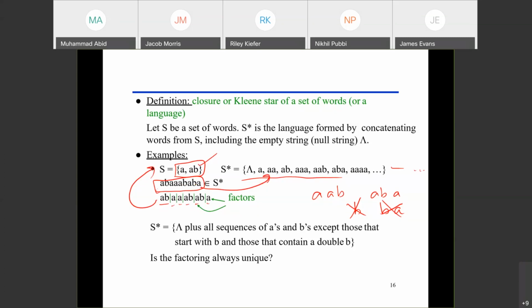So we are saying that if you want to define this in the English language, S star is equal to... like if I ask you, can you please write the English description of this language?